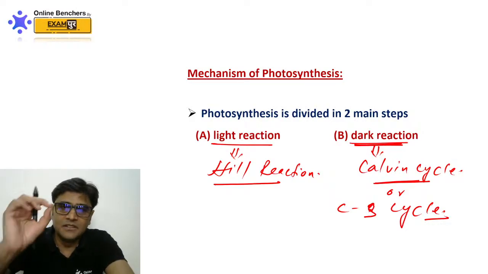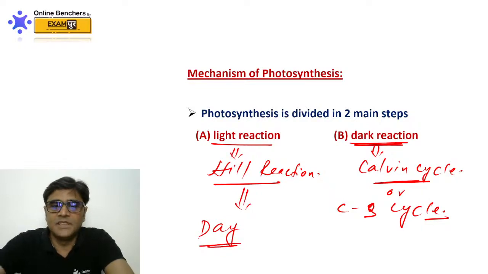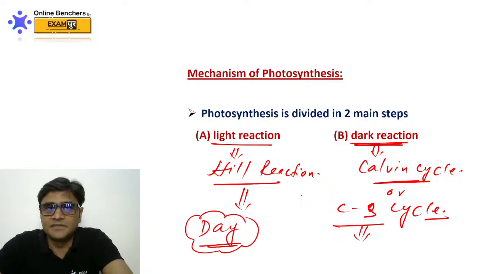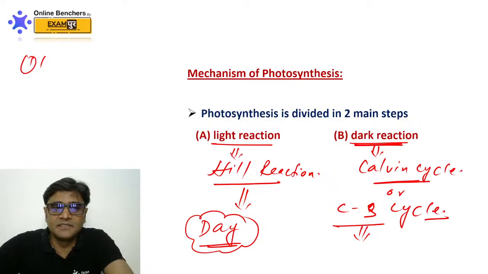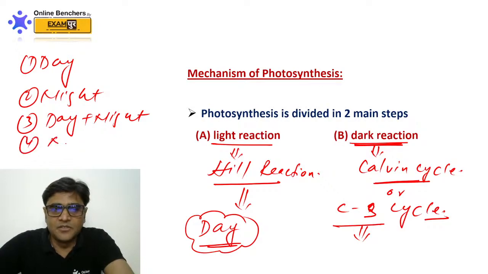Okay. Now please try to answer one more question, guys. As we know that light reaction takes place in daytime in presence of sunlight. Light reaction only occurs in presence of sunlight. That's why this is called light reaction. So it will occur in daytime. Now the question is, dark reaction will occur during day, night, day and night both, or the fourth option, none of these. Tell me.